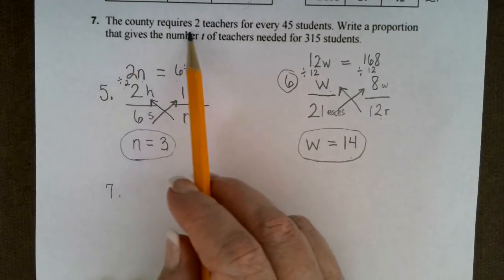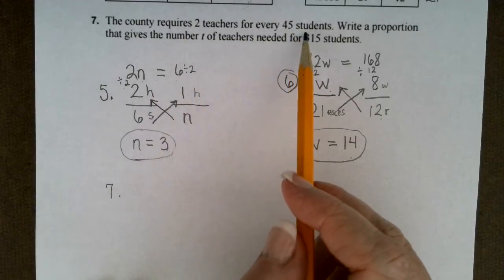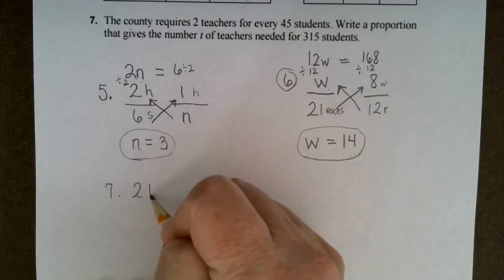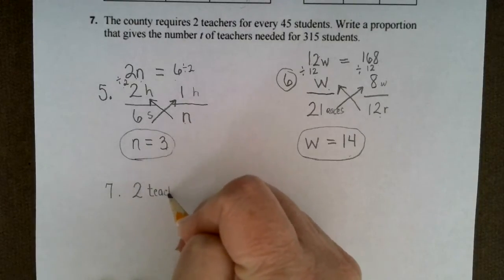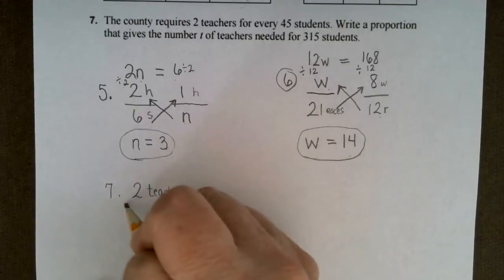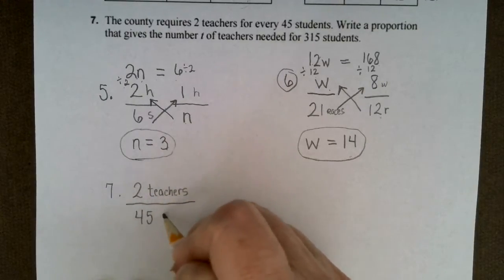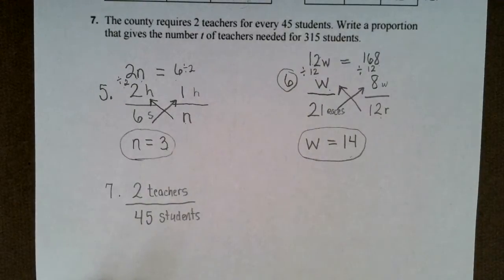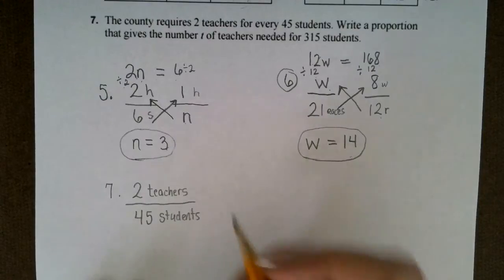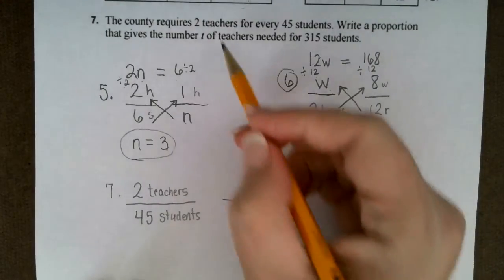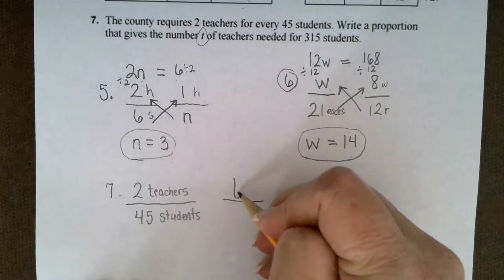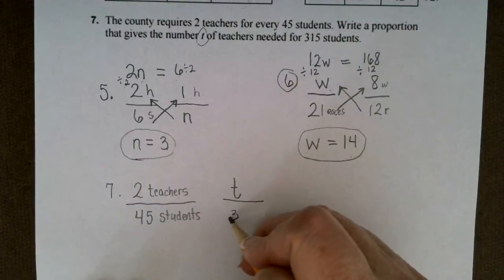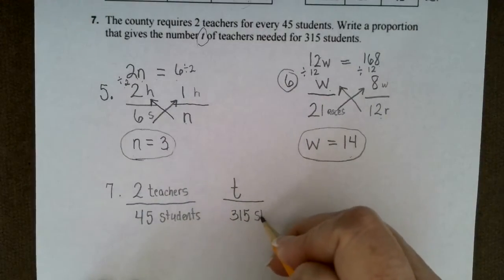it says the county requires 2 teachers for every 45 students. So we have 2 teachers for 45 students. And we want to know what is the number of teachers. So that's the thing I don't know, and they're saying to call it T. So I'm just going to put a T here. That's my variable, T, for 315 students.